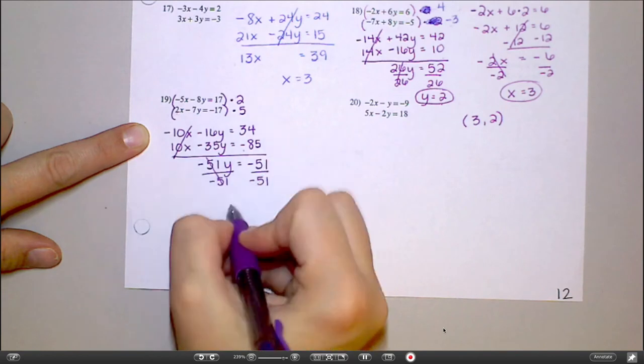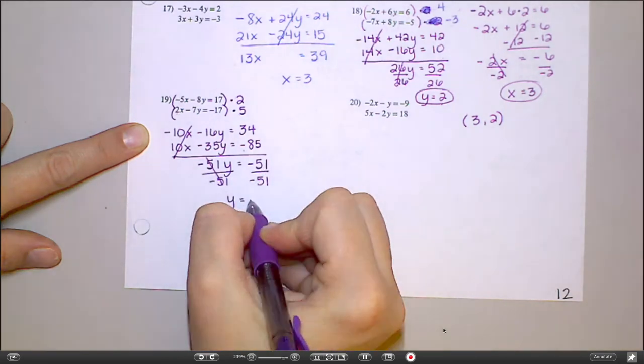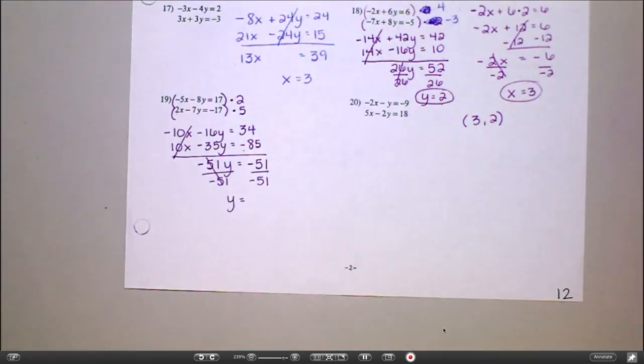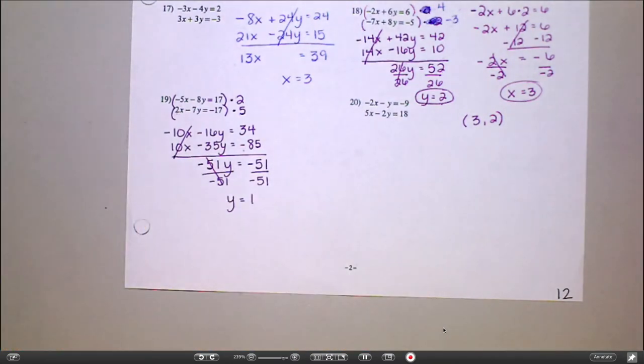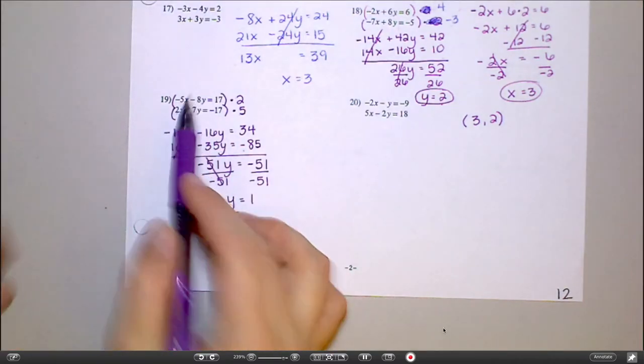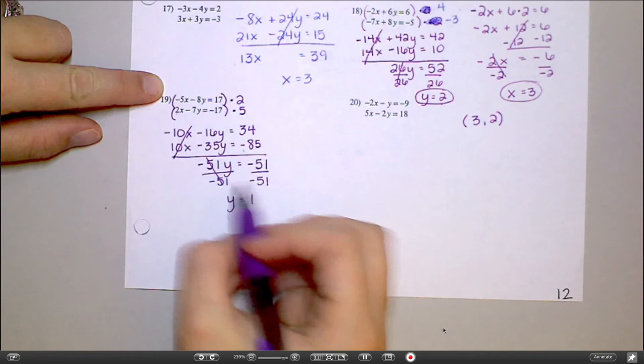So what do I get for y? Do I get 1 or 0? 1, yes. When you divide a number by itself, you get 1. So y is equal to 1. Where do you want to plug it back in? Top one? Okay. So that would go in for y right here.